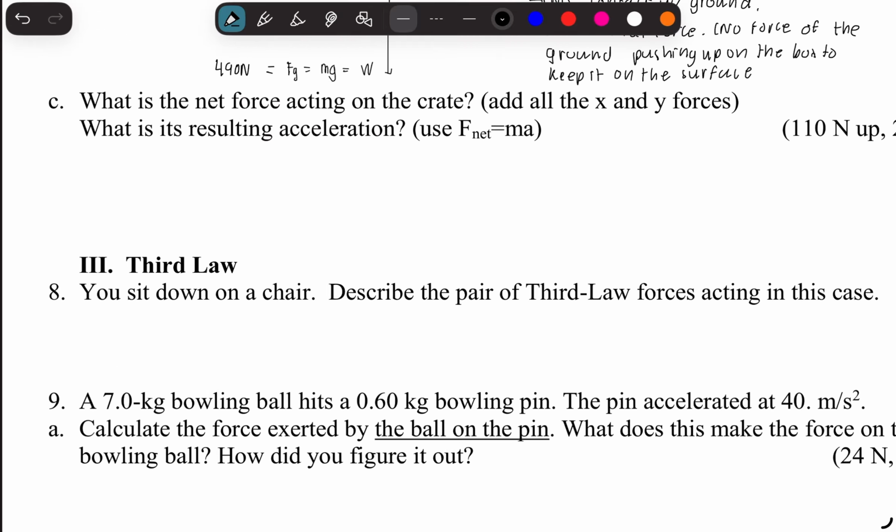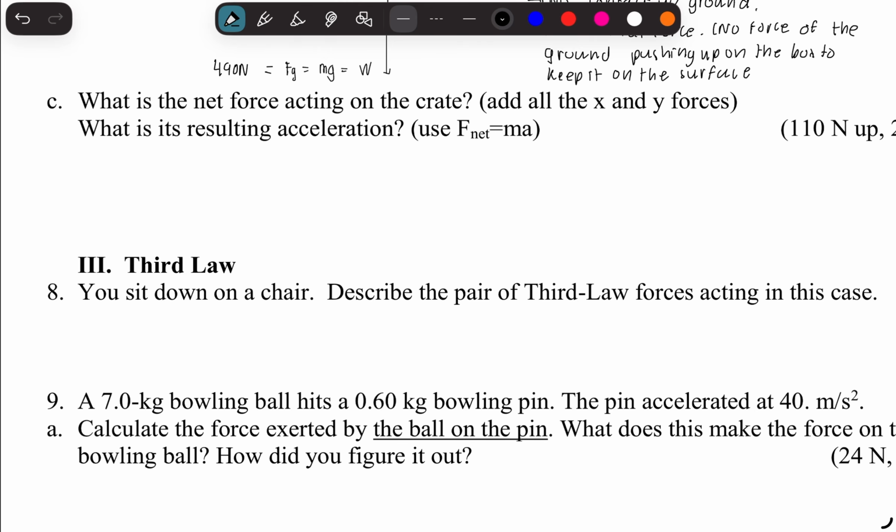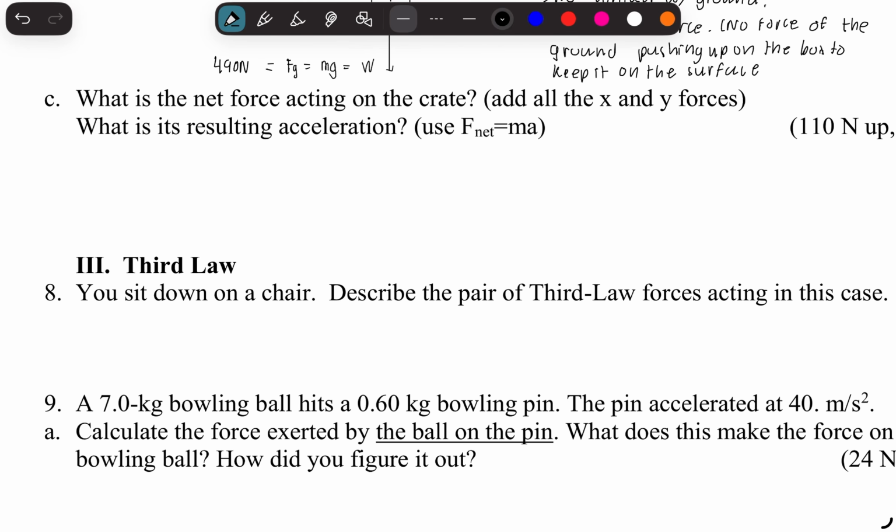What is the net force acting on the crate? Add all the x and y forces. So the forces we have can be split into upward. So our net upward force, we can write 600 minus 490 newtons. That's going to be 110 newtons up.